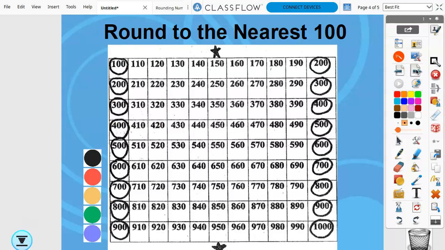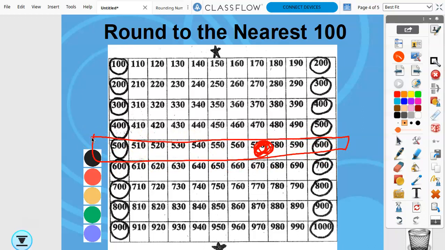Let's say the number is 574. Okay, 574. So I look down on the left side, 500. I found 500. Let me find 570. 70 is right here. So 574 should be somewhere right here. Now, because 574 is somewhere right here, as you can see, the hundreds around it are 500 and 600.